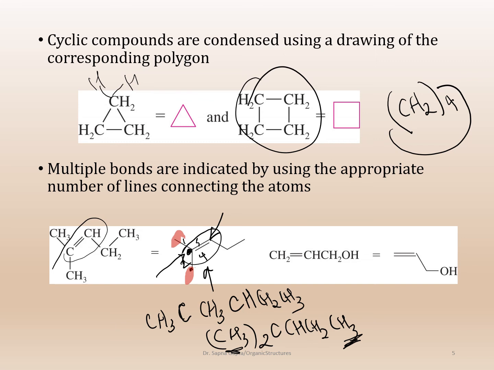In any case, here is another example that you can look at. In the line structure, you will draw the double bond, and then you'll draw the O, and you also draw the hydrogen here. Remember, I said that you have to show the hydrogen that is connected to the heteroatom. So that is how you draw the line structure for this.